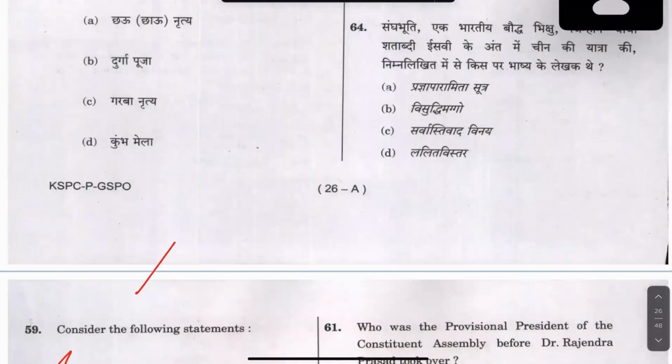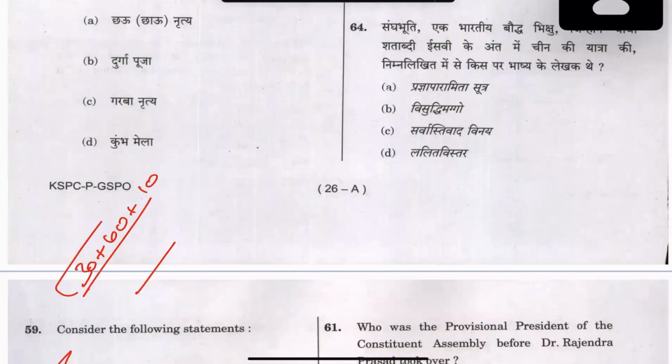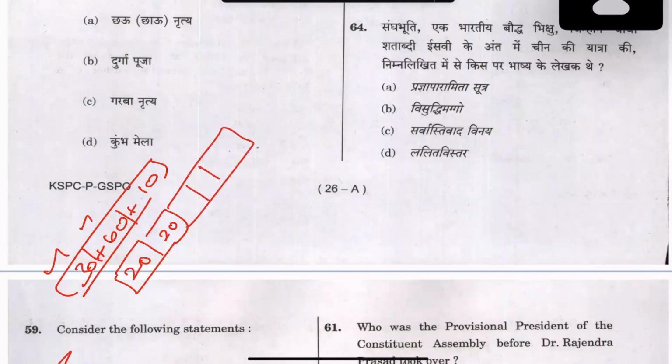So again, I will repeat the formula. It is 30 easy questions, 60 questions which can be logical, 10 questions which are difficult. My aim is to find these 30 and 60 questions and solve accordingly. Hence, I am splitting the question paper into chunks of 20. So see, this is the basics of this. 20, 20, 20. I am solving.